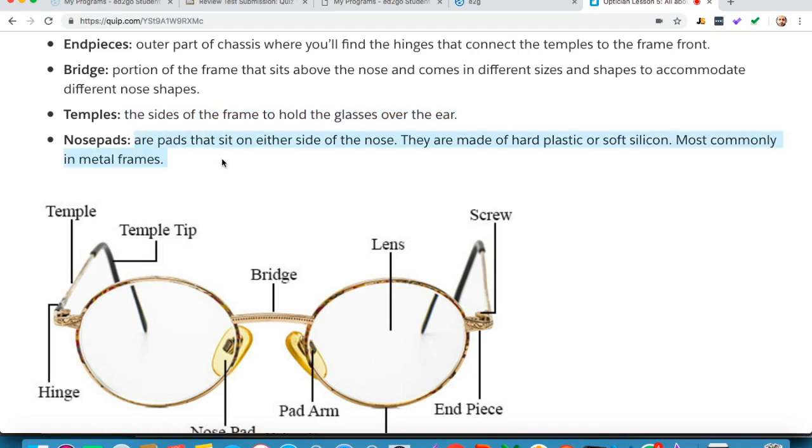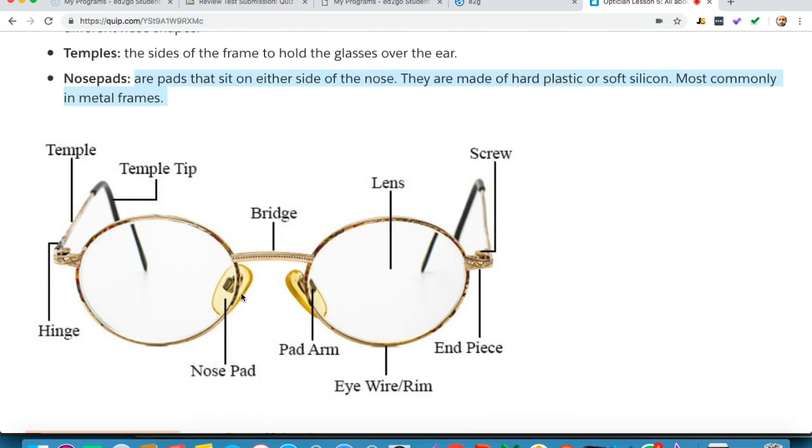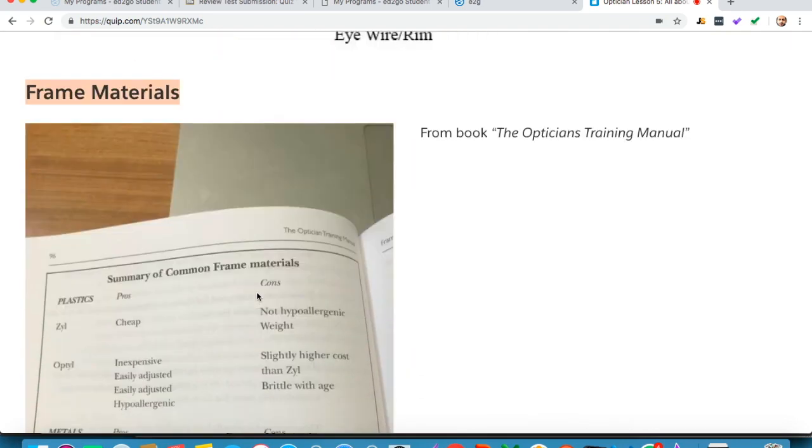Nose pads are pads that sit on either side of the nose. They are made of hard plastic or soft silicone, most commonly in metal frames. As you can see, the nose pads are right here.